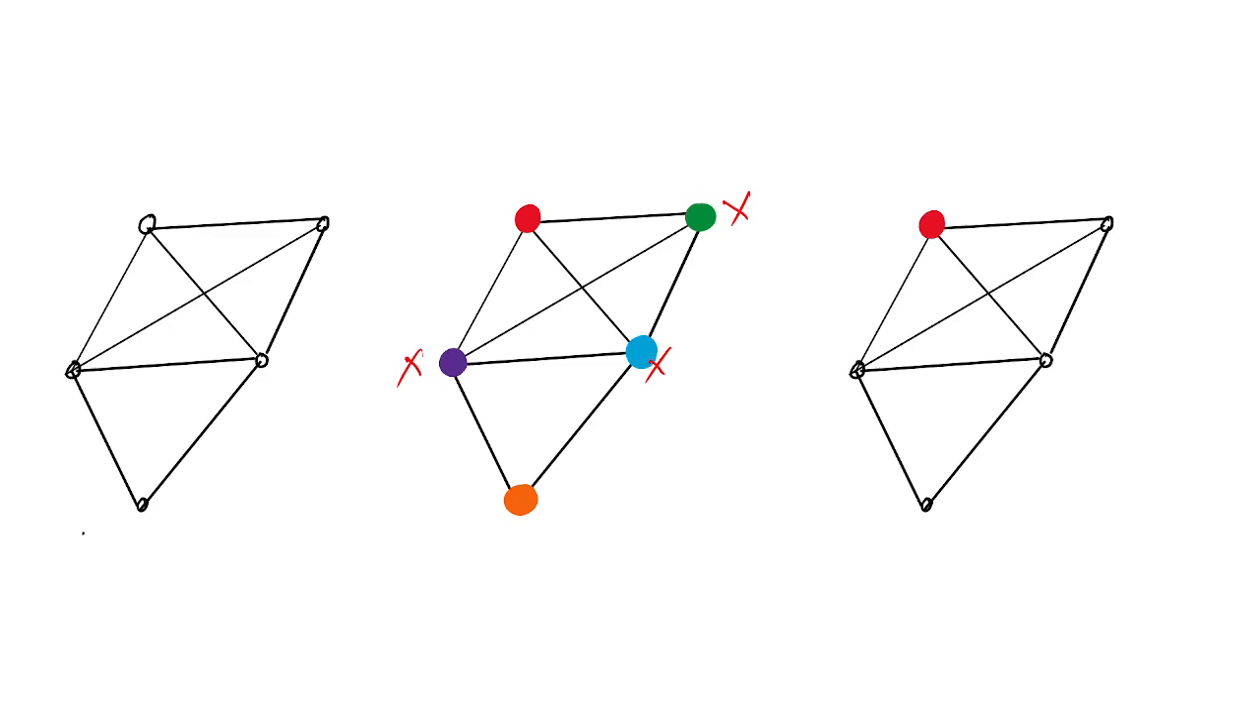Whereas if you look at this graph and I start giving colors to it in this way, then this is not a proper method of coloring. Why? Because in this case we have two adjacent vertices which are painted green, and hence this is not a proper method of coloring.